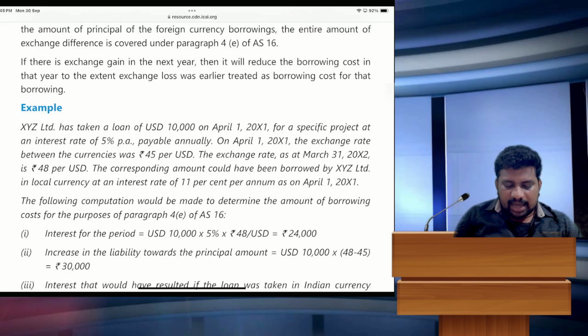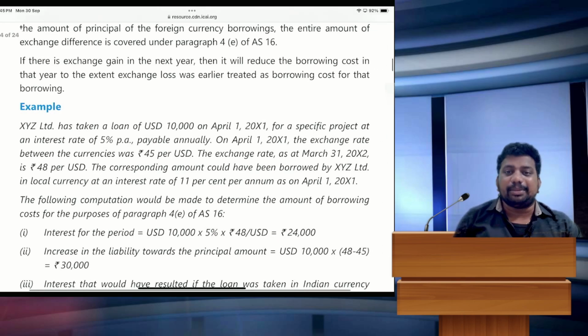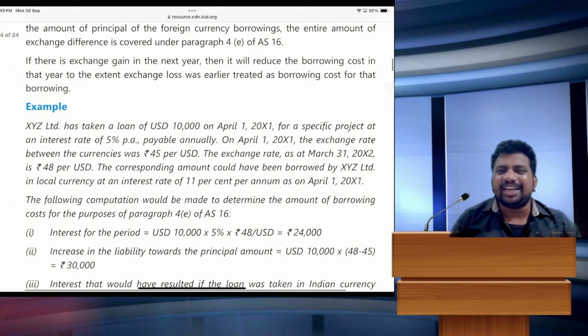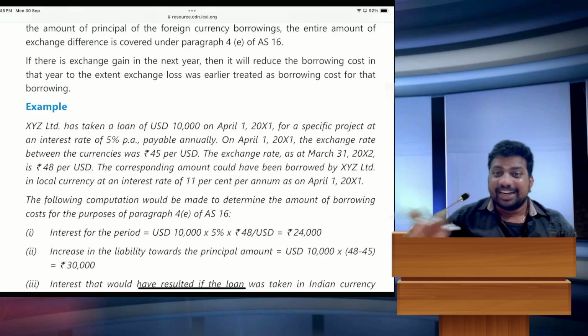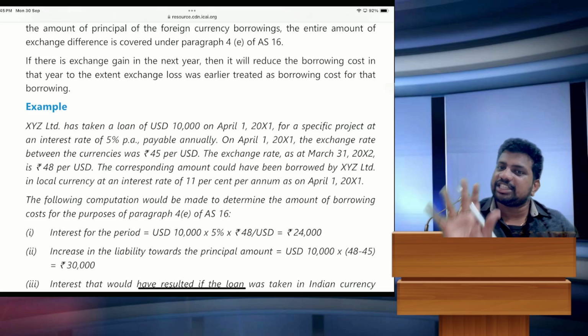XYZ has taken a loan of USD 10,000. First understand, the company name is XYZ Limited. So can I say that the company is in India? So my home currency is rupees. Except rupees, any other currency will be called a foreign currency. Now I have taken a loan of 10,000 USD on 1st April 2021. So what is the loan amount? 10,000. What is the loan currency? USD, meaning United States dollars. So I have taken a loan in other than rupees, so it is called a foreign currency loan.